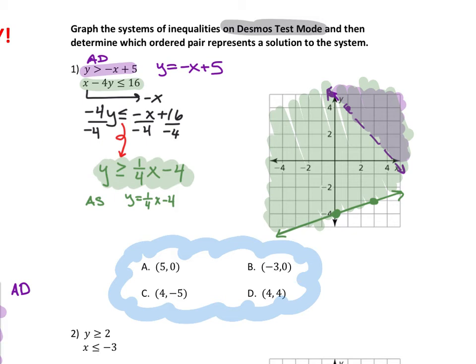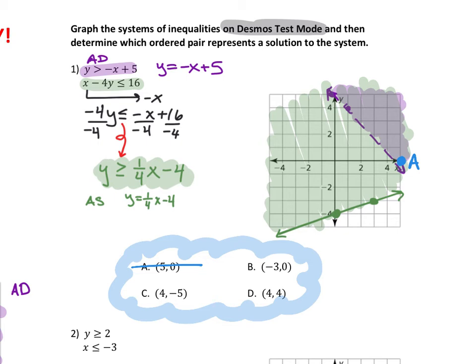So here's the first one. 5, 0 is right here. Here's A. Now A is on my dashed line. Things that are on dashed lines, are those part of our solution set? No. We get rid of it.